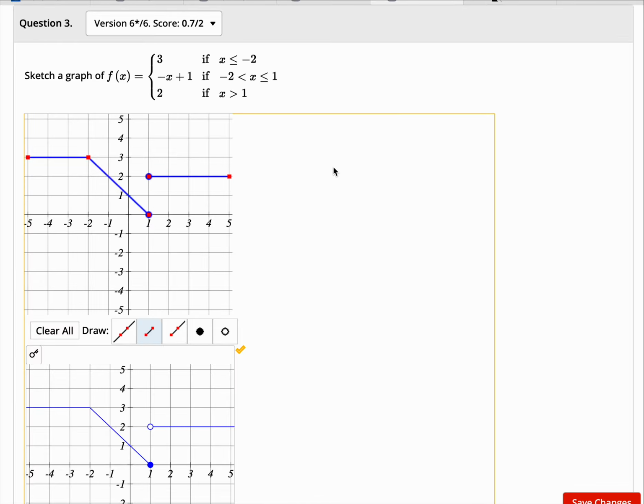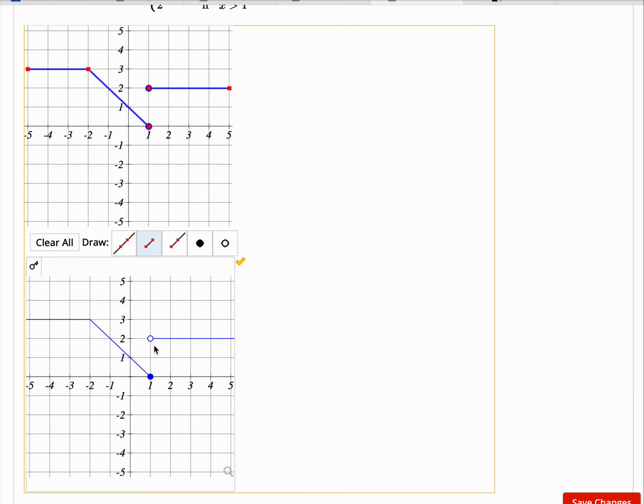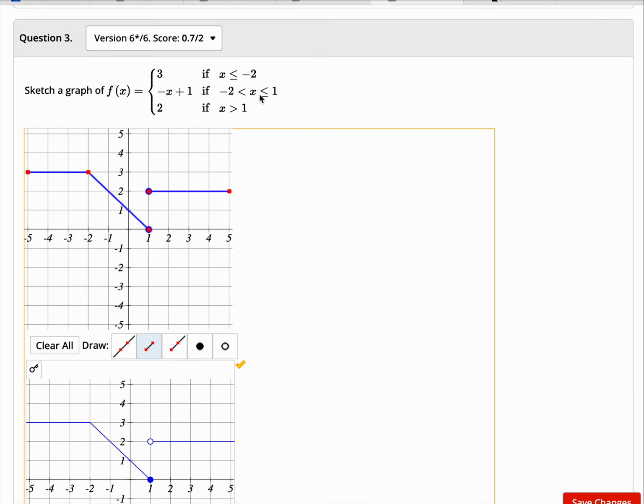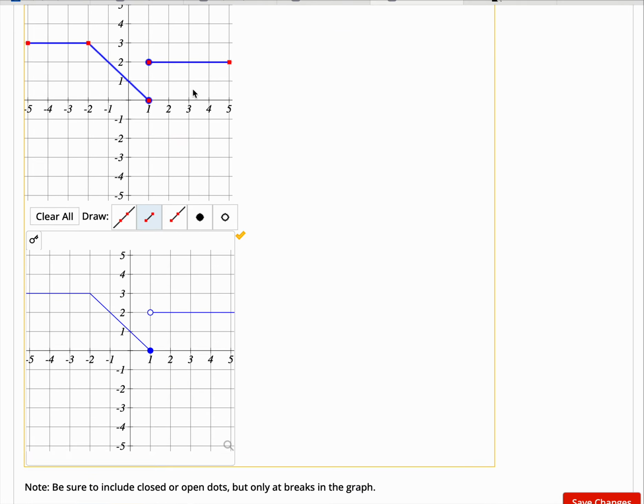And remember with the vertical line test, a vertical line should be able to pass through the function and only hit the graph once. So this one would be solid, that one's open, and then that's where the vertical line would hit the graph once, keeping it a function. So you wouldn't want to have solids on both of them or open on both of them because the one is included with that equation right there.